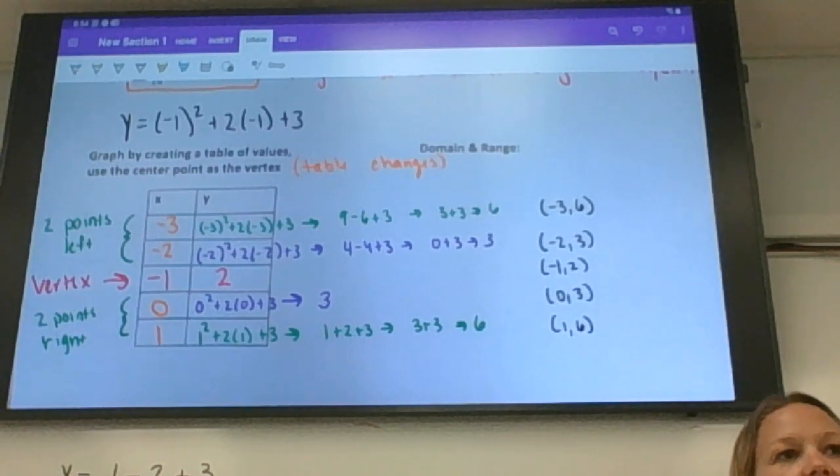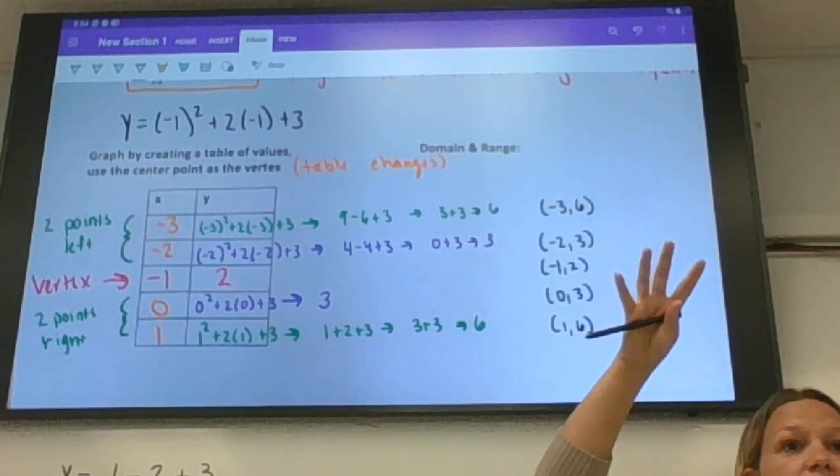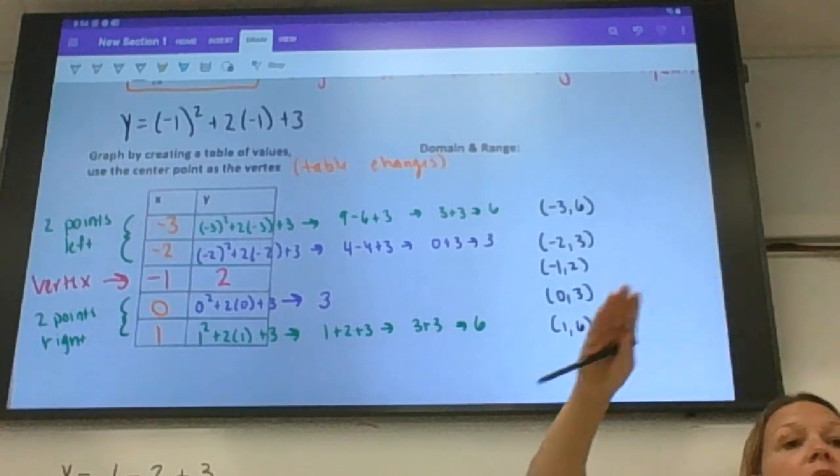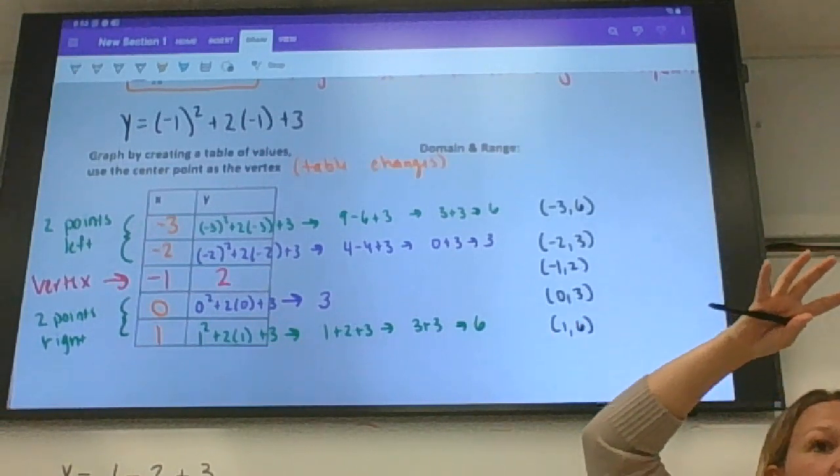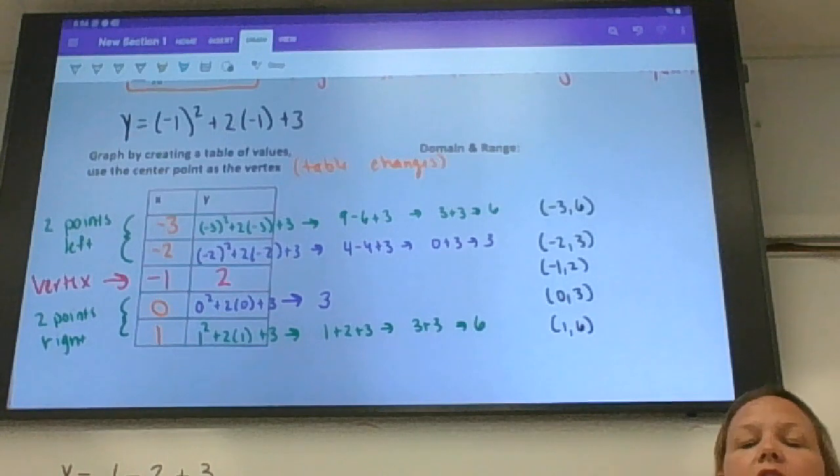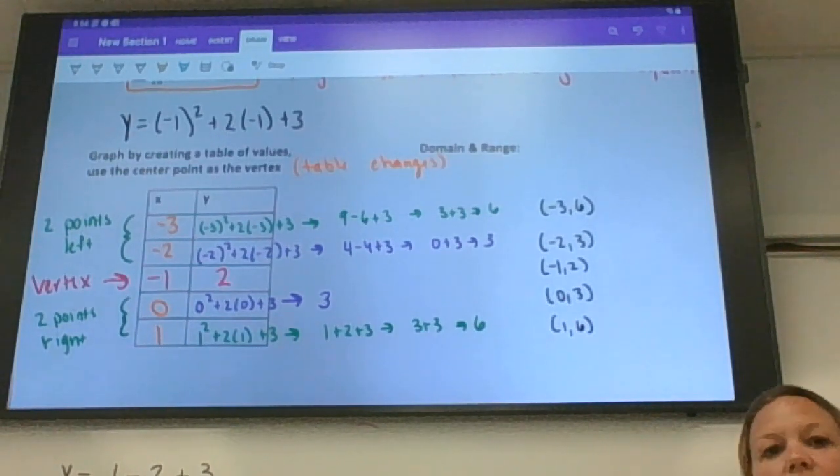Like, modeled lots of things. We've talked about bridges. We've talked about anything falling from a cliff is a parabola shape. The way gravity and air force makes things fall models a parabola. Lots of projectiles model parabolas.